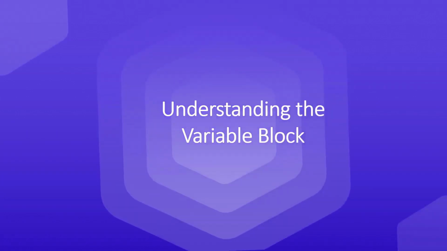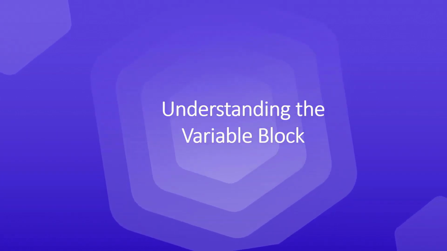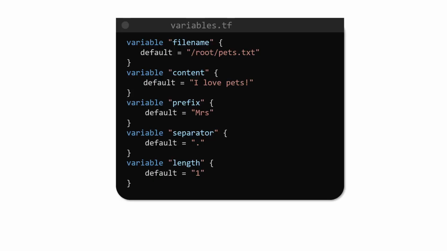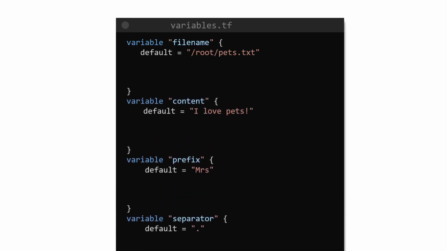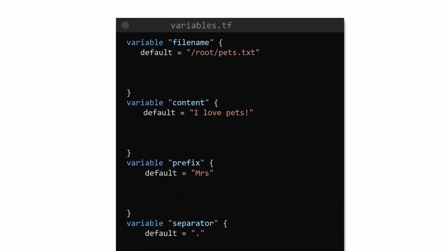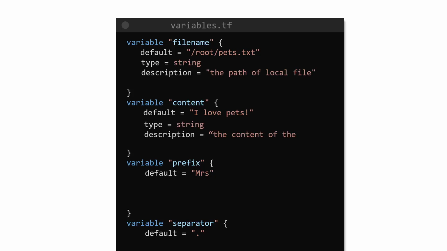In this lecture, we will take a close look at the variables block in Terraform. First, let us look at the different arguments that a variable block uses. The variable block in Terraform accepts three parameters. The first one, which we have already used, is the default parameter. This is where we specify the default value for a variable. The others are type and description.